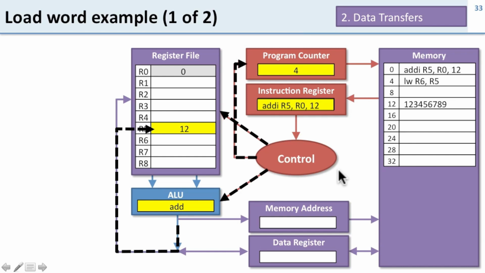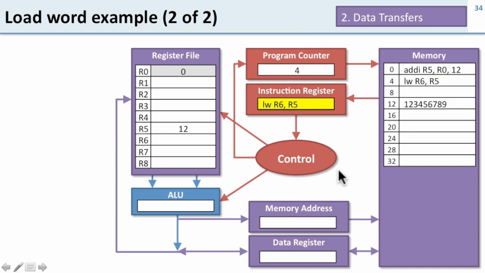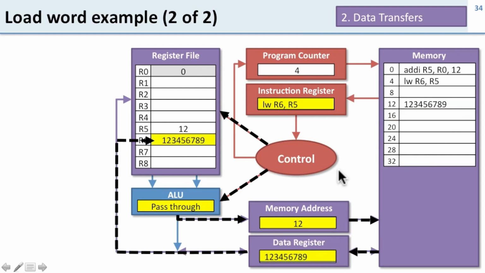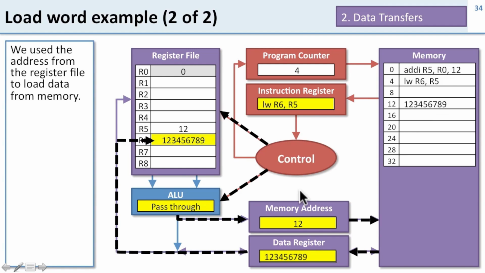Now we go on to the next instruction, which is instruction 4. This is now our load word instruction. So we load the instruction. The control is going to tell the ALU to just pass the address through for now. And which address is it going to be? It's going to be the address in register 5. So we pass the 12 through into the memory address register. Then we go to the memory, and we tell the memory to read the data at address 12. When we read that data, it goes back into the data register. And then we can write that back into the register file. So now we've loaded the data that was at address 12 from the memory into the register file.